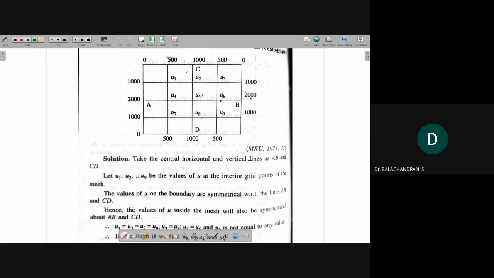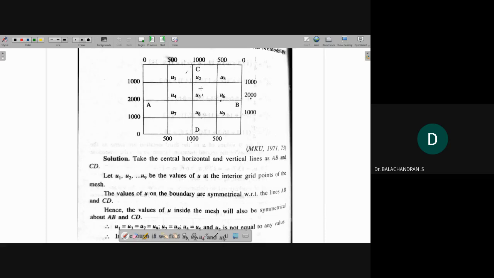Take the central horizontal and vertical lines as AB. If you take the line AB, these table values are symmetrical about the line AB. You can check it: 1000, here also 1000, symmetrical about this line. Also you can check here 500, 500, 1000, 1000, 500, 500. So symmetrical about the line AB.